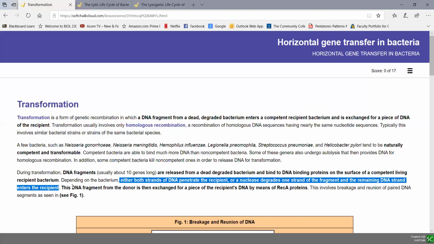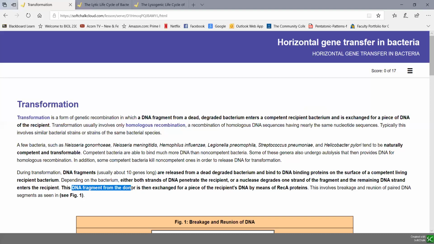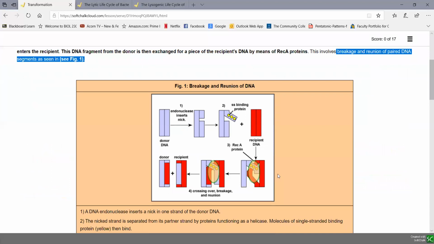That DNA fragment from the donor that enters the recipient can then be exchanged for a piece of the recipient's DNA by special proteins called Rec-A proteins. Rec stands for recombination. They allow DNA to recombine, and this involves a breakage and a reunion of paired DNA segments. And we see this in figure 1.